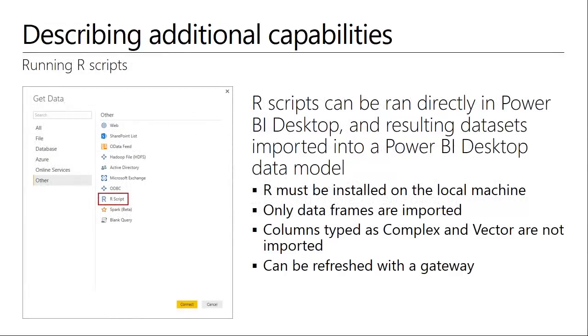R scripts can be run directly in Power BI desktop and the resulting datasets imported into the data model. This will involve that R is installed on the local machine. Only data frames can be imported, and columns typed as complex or vector are not imported. These can be refreshed with the gateway.